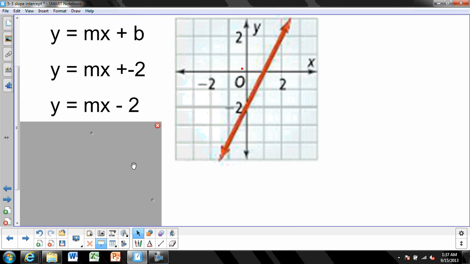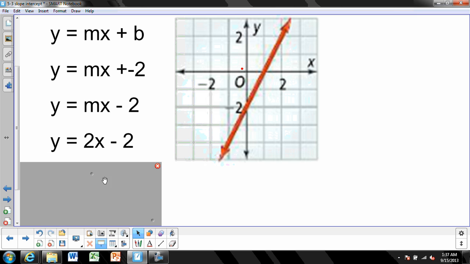The next thing we need to determine is our slope. So we're going to pick 2 points. Let's use our y-intercept, and let's use this one over here, which is 1, 0. And we're going to move from the point on the left to the point on the right. We're going up 2 blocks over 1, so our slope would be 2 over 1, which is the same as 2. Substitute that in for m, and here's your equation. Y equals 2x minus 2.